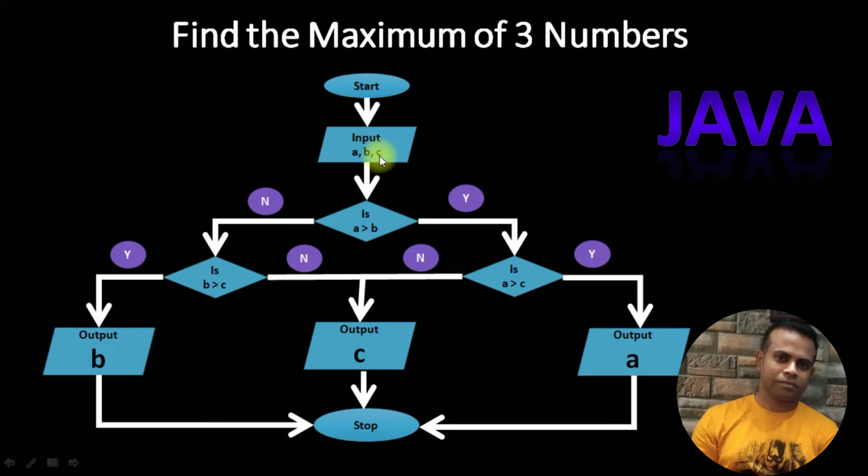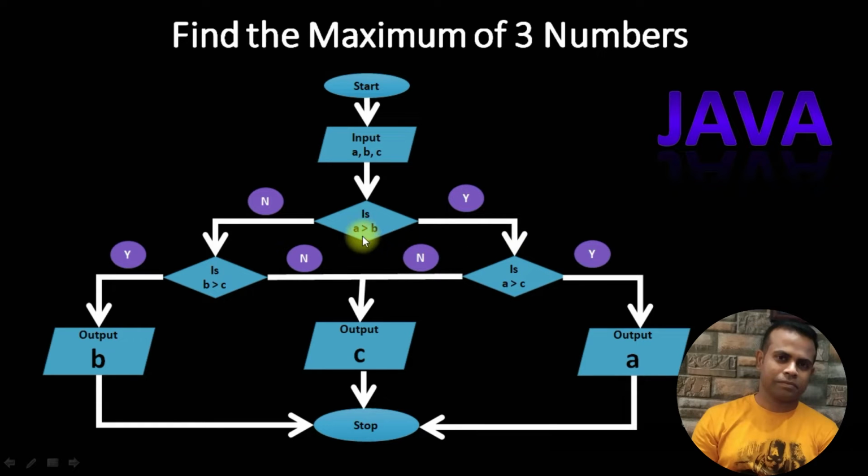Now we have to find out what is the maximum number. So first we will consider a and b. If a is greater than b and this condition is satisfied, then that will go this side, and if that condition is not satisfied then that will go this side, right? We know if we use an if condition, there are two parts, one is the if block and another one is the else block.